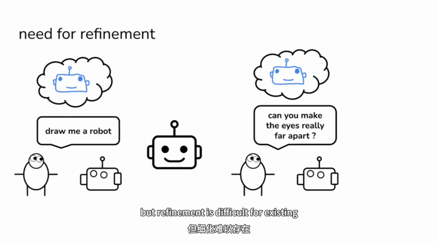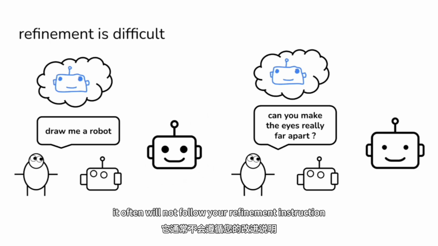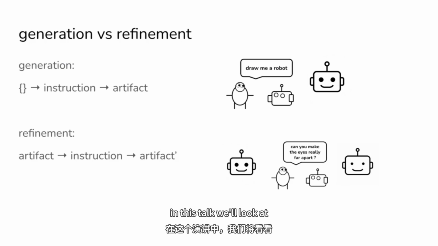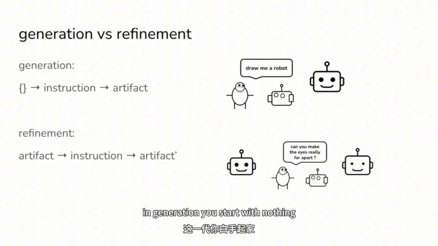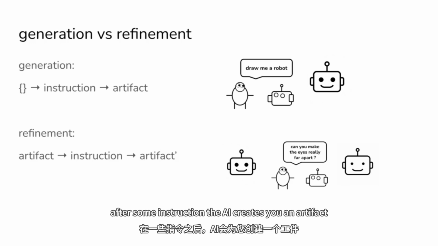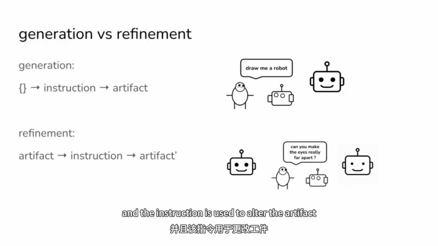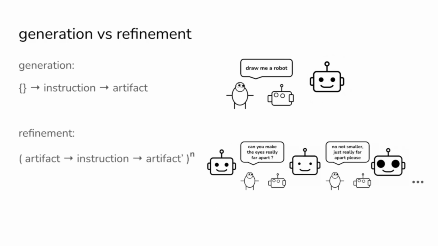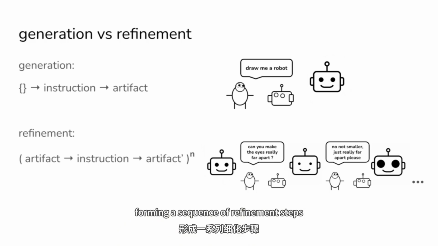But refinement is difficult for existing language models. It often will not follow your refinement instruction. In this talk, we'll look at the difference between generation versus refinement. In generation, you start with nothing, such as the empty canvas. After some instruction, the AI creates an artifact for you. However, in refinement, there is already an artifact, perhaps already made by the AI, and the instruction is used to alter the artifact into something different. And this refinement may occur for multiple iterations, one after another, forming a sequence of refinement steps.